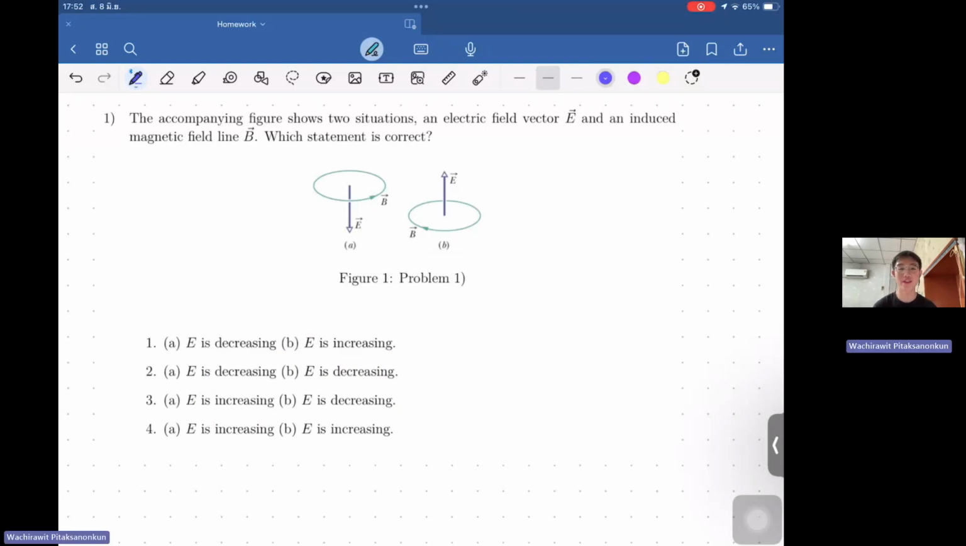Hi, we are here today to do problem solving for assignment 2. So let's get started with the first one.